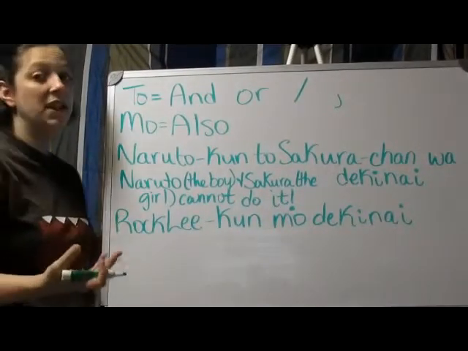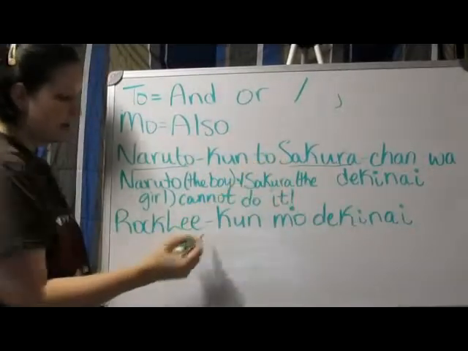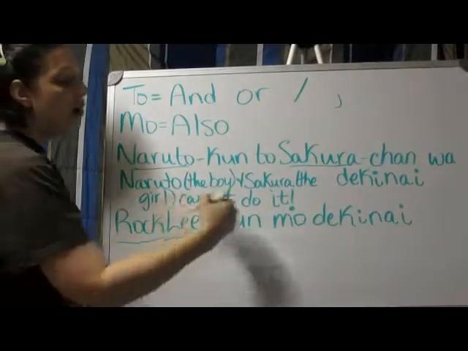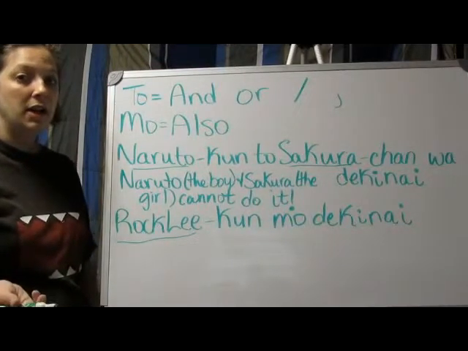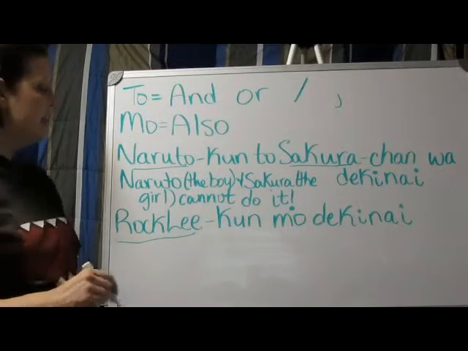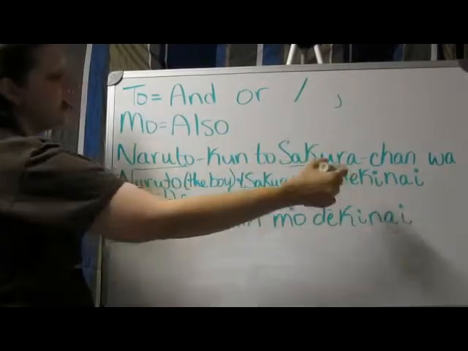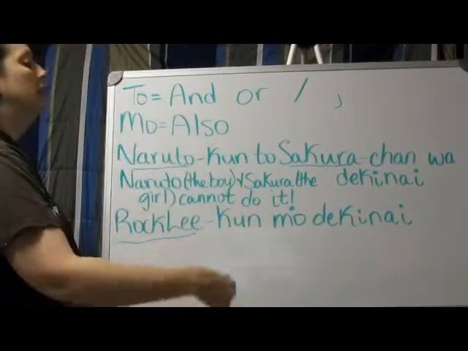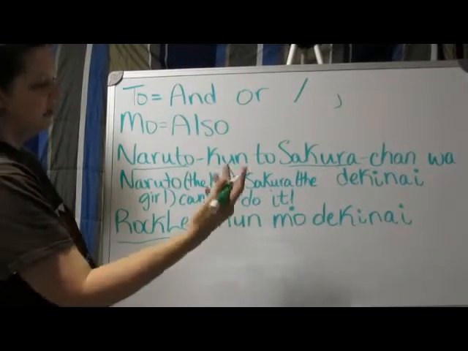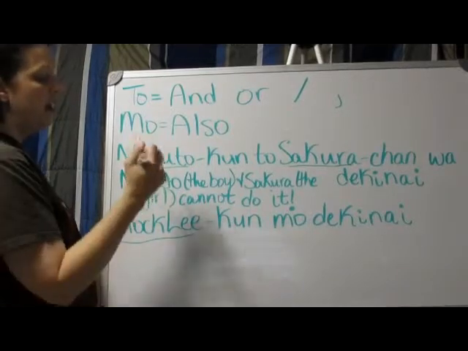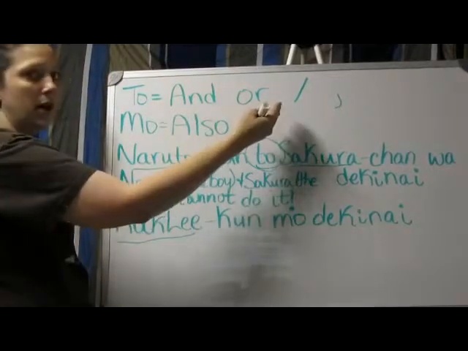So whatever it is that they're trying to do must be incredibly hard, because Naruto, Sakura, and Rock Lee all cannot do it. So you could, in fact, make another sentence that says, Naruto-kun to Sakura-chan to Rock Lee wa, or Rock Lee-kun wa dekinai. And between each person you would put the to, because you're making a list. It's like a comma or an and.